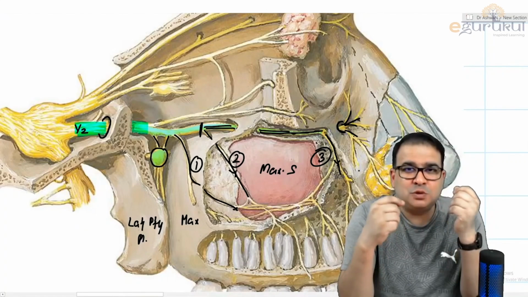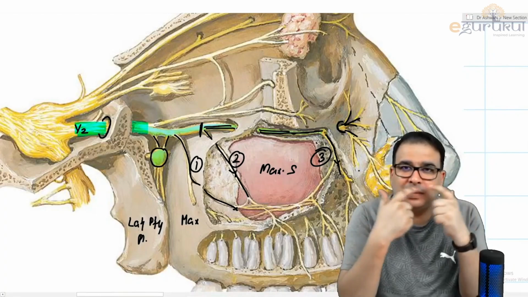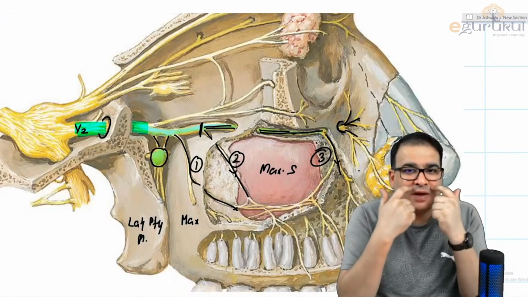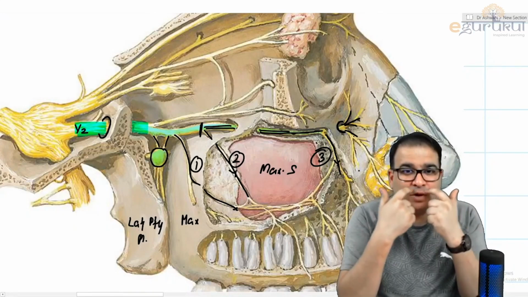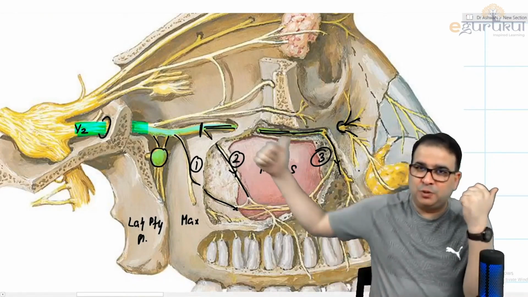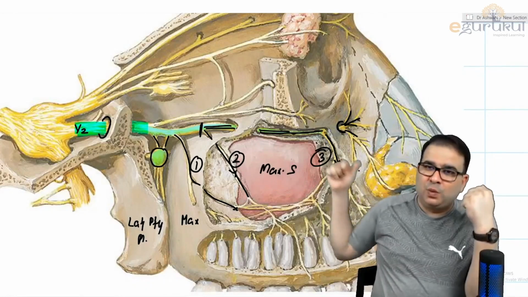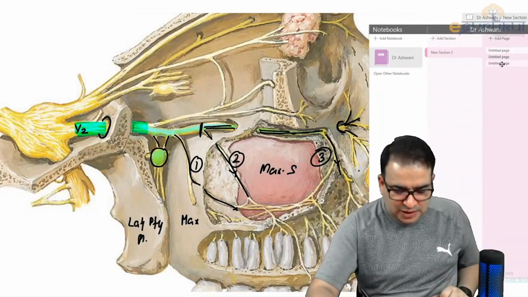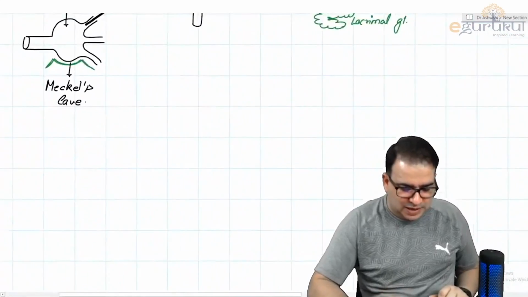And that's why we call them superior alveolar nerve. Superior matlab upar wala, not below, upper. Superior alveolar is for the alveoli, for the gums. Superior alveolar nerve. 1, 2, and 3. There are 3 superior alveolar nerves. One is posterior, one is middle, one is anterior. I'll come back to this picture. Let me just first put it in a schematic diagram so that you will understand it better.